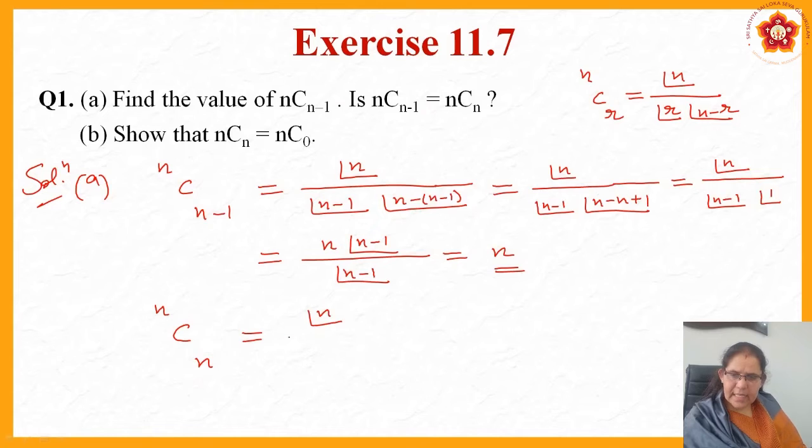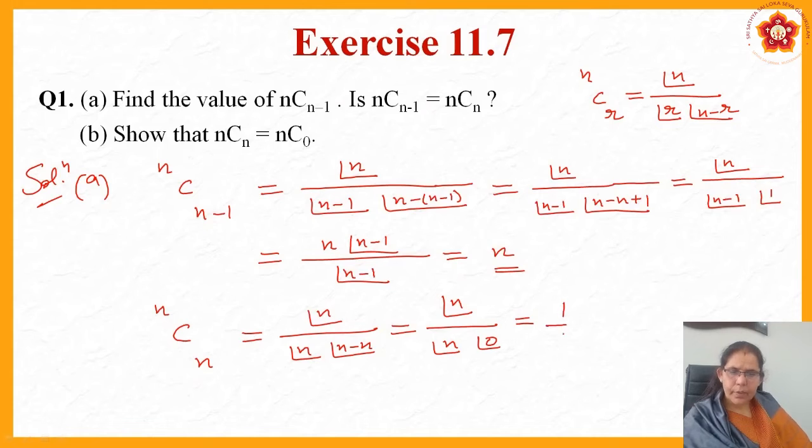Now let us see what is nCn. Put the value. It is factorial n upon again factorial n and factorial n minus n. What is n minus n? n minus n is 0. So we get factorial 0. Factorial n gets cancelled. And what is the value of factorial 0? The value of factorial 0 is 1. So we get the answer 1. So nC(n minus 1) is not equal to nCn.